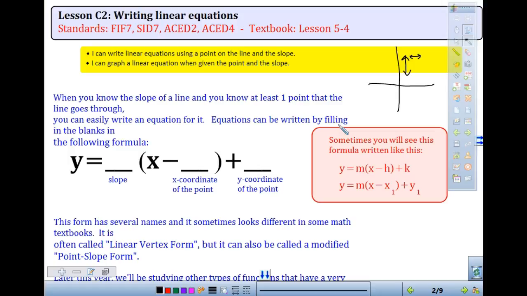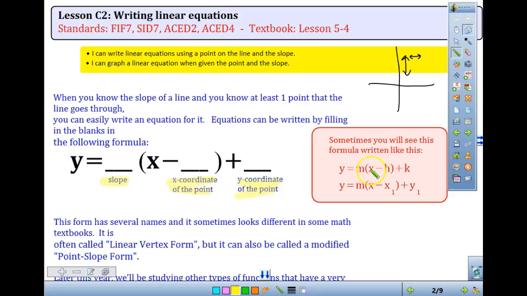It says when you know the slope of a line and at least one point that it goes through, you can easily write an equation. The equation is given by filling in the blanks below, where you simply put your slope right out here. Then you put the x-coordinate, and you put the y-coordinate.